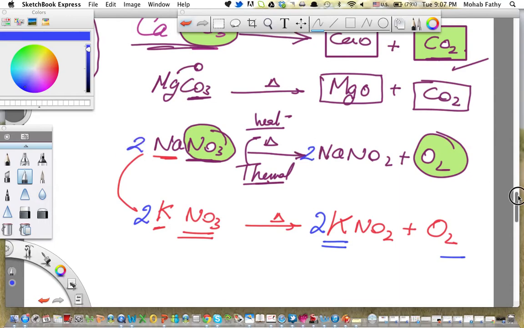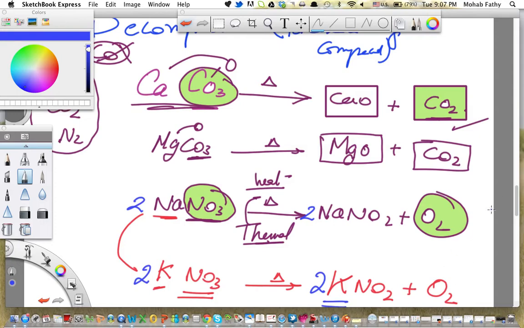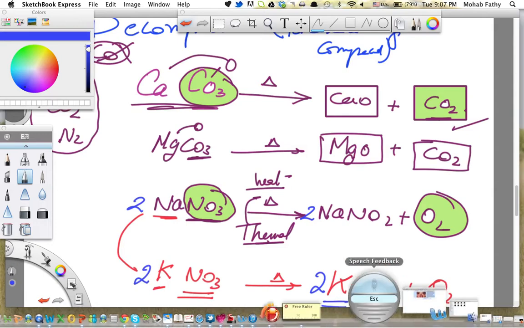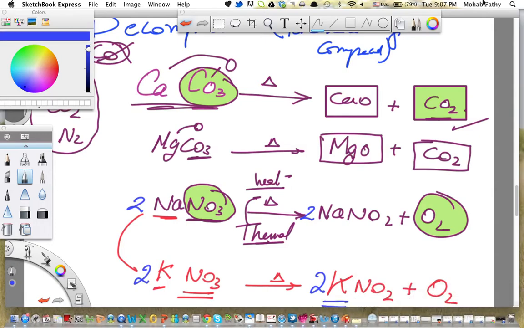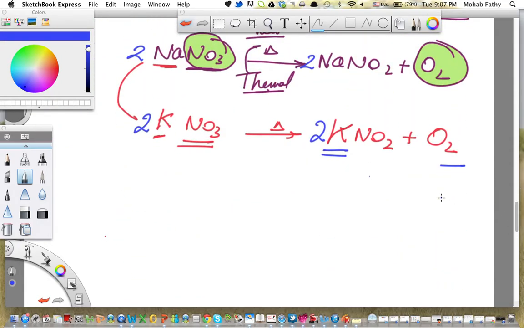Okay, I think this is enough, and we'll take the examples that she gave you. But keep in your mind, whenever there is carbonate, the resulting gas will be CO2. Whenever there is nitrate, the resulting gas will be O2. There is a very complicated example, which I don't wish that she put in your examples, something called copper nitrate. I will not go through it unless she gives it to you. When copper nitrate decomposes, it gives 3 compounds, not 2.